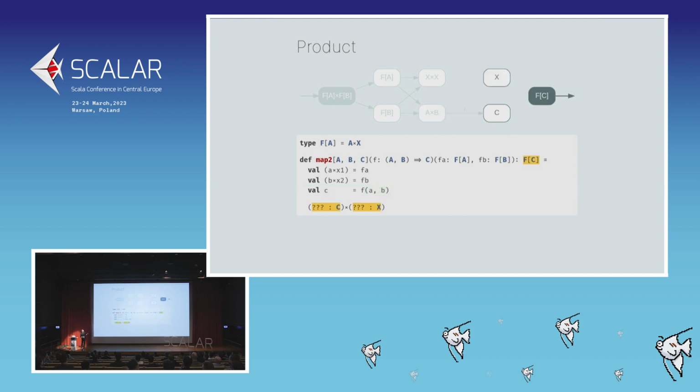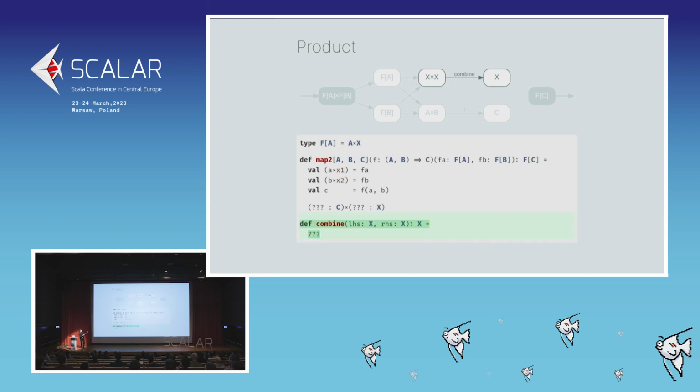And what we really wish we had at this point is an X, because given a C and an X, then by product introduction, we get an f of C. But we don't have an X. We have an X and X. So we need to somehow be able to take these two X's and combine them into a single one, right?